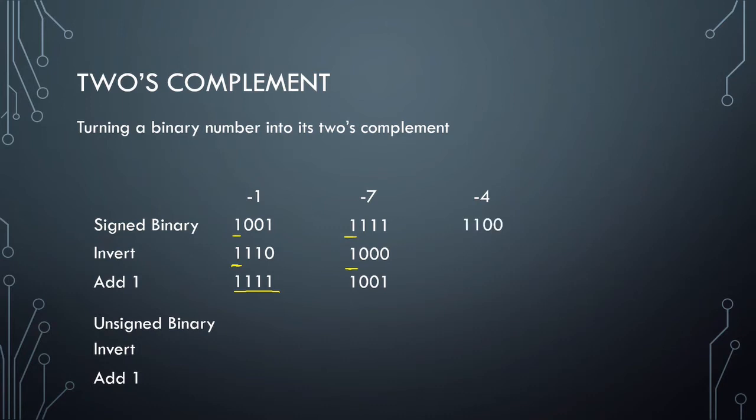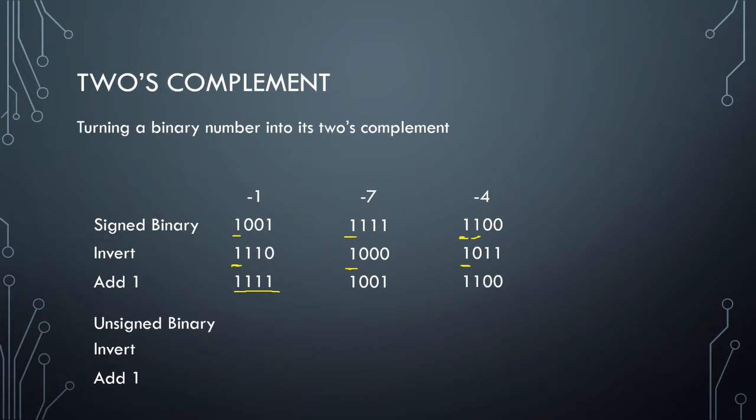Now going on to -4, our most significant bit represents a negative. This bit right here represents 4. So the first thing we do is invert. And we're working with signed binary, so I'll say it again. This first bit stays as is to represent the negative. Leave that one alone. Invert everything else. And then we're just going to add 1.